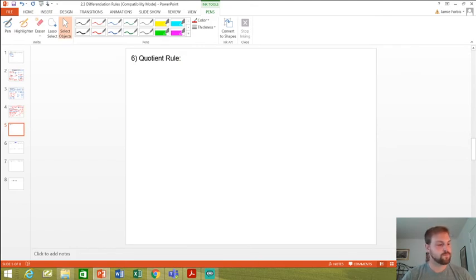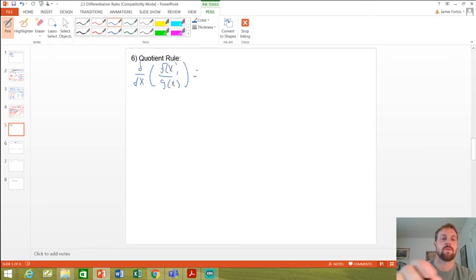And the last one, my personal favorite, is the quotient rule. Whenever we have two functions being divided by each other, like the derivative of f of x over g of x. Now, I have a really fun way to remember this. I think it's fun. It's how I was taught. But this is what it looks like. It's not the derivative of f divided by the derivative of g. It's a little bit more complex than that.